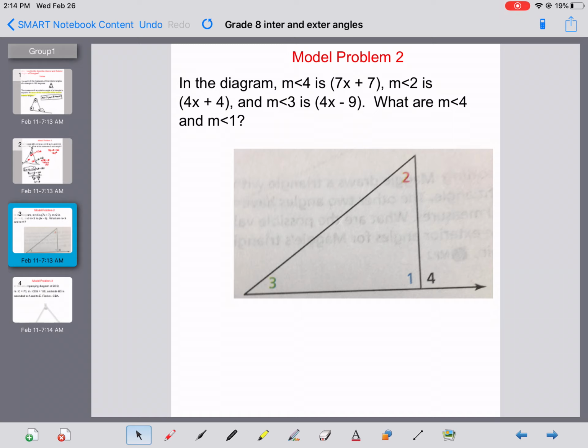In the diagram, the measure of angle 4 is 7x plus 7, the measure of angle 2 is 4x plus 4, and the measure of angle 3 is 4x minus 9. What are the measure of angle 4 and the measure of angle 1? Take a second to copy down the question and draw a picture of the triangle as well.